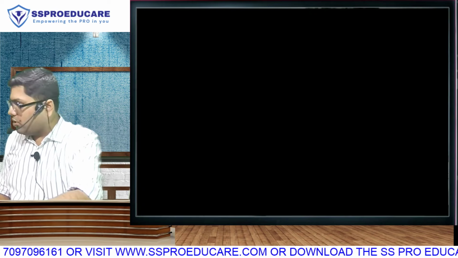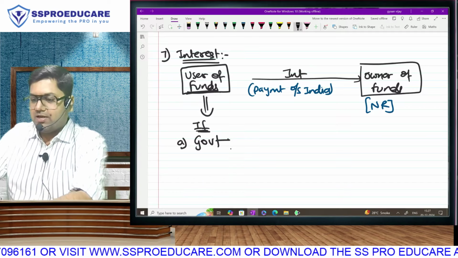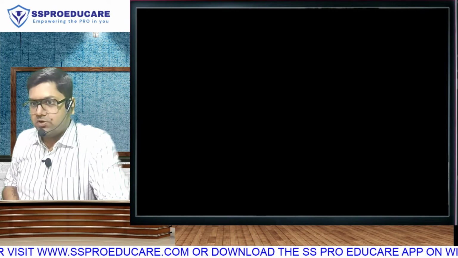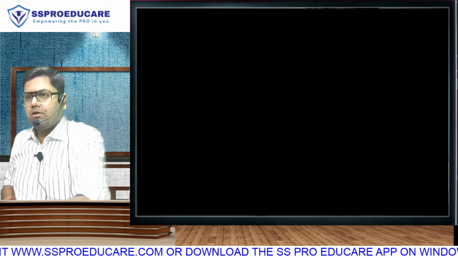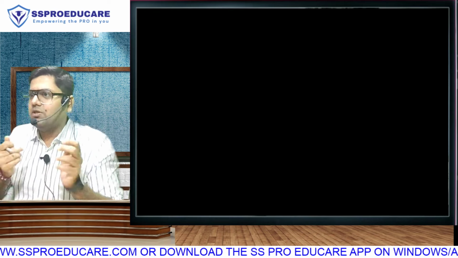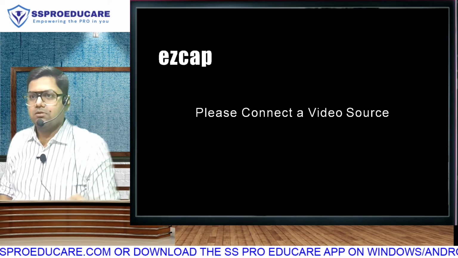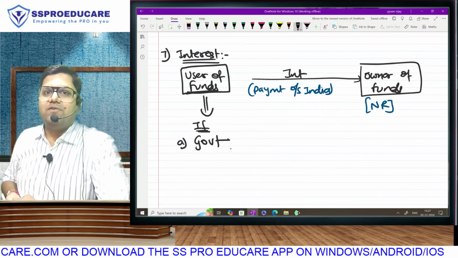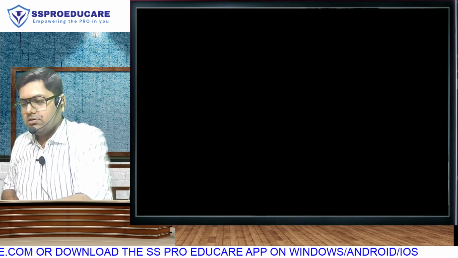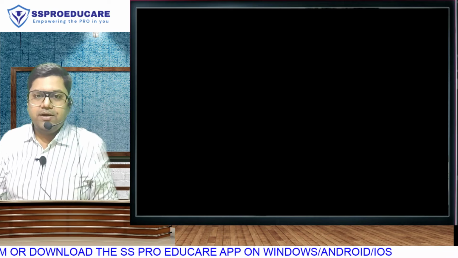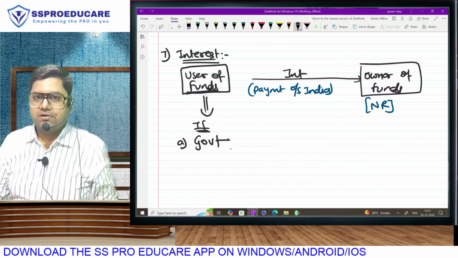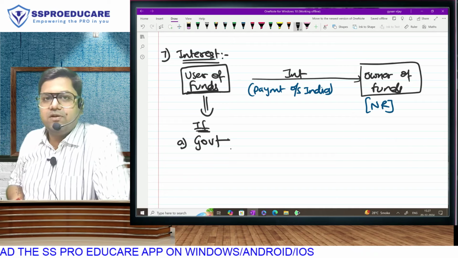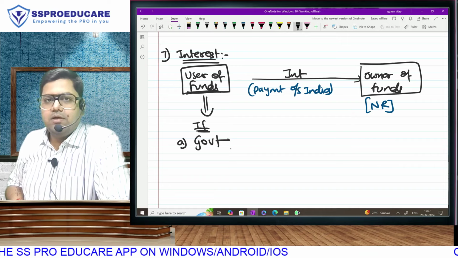If government is borrowing money, for example, the government of Maharashtra did borrow some money from Japan for some of its projects. Why? The government of Maharashtra will borrow, so they will use the money in Maharashtra, not even in Gujarat. So please understand, if government is borrowing, obviously the government will use the funds in India.